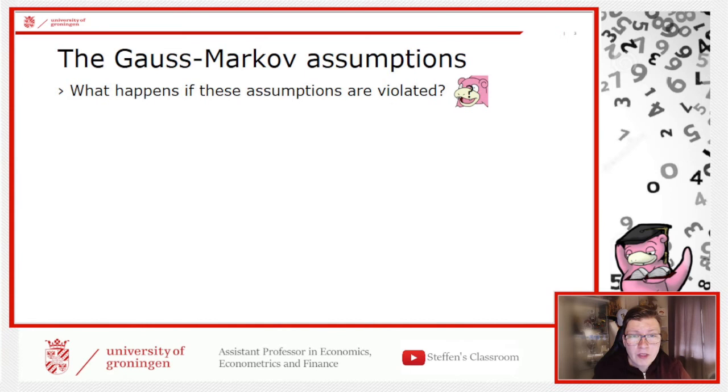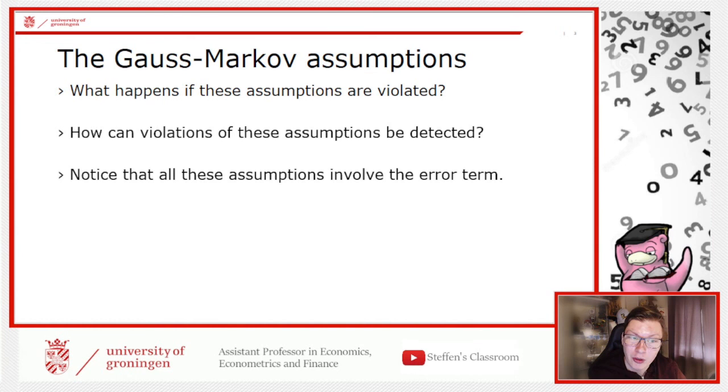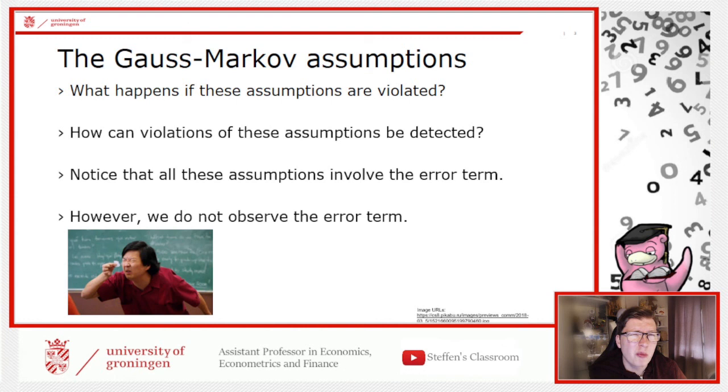Now, for the Gauss-Markov assumptions, we're going to take a look at what happens if they're violated, and more importantly, how you can actually detect it. And even more important, how we can fix it. You will notice very quickly that all of these assumptions involve the error term. And you may think, what's so important about it? Because we can't even really see the error term. We observe only the residual, which is the estimated error, right? You don't observe the error term itself, so we have to estimate it.